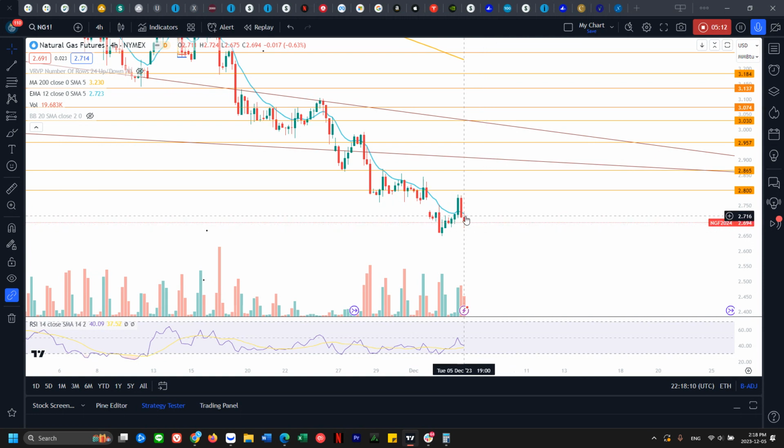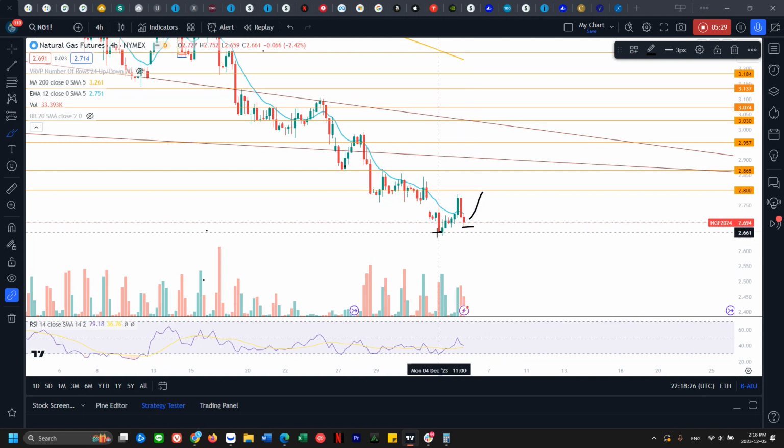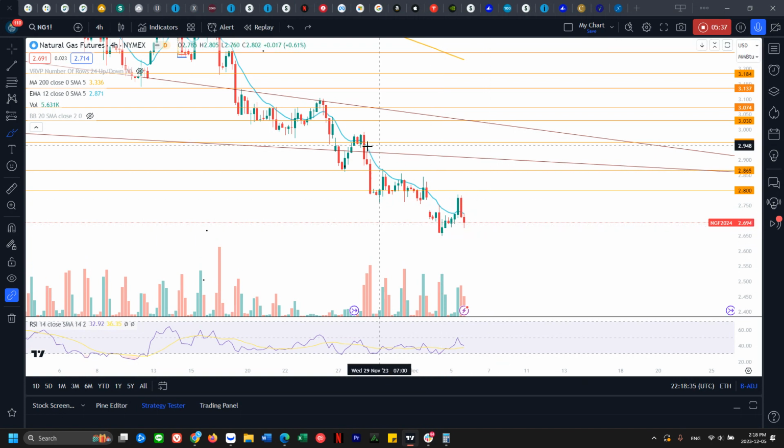4 hour uptrend confirms and breaks above the 4 hour EMA 12. Then we'll start looking for a temporary bounce here. As of now, no signs of that yet. Let's see if this low, 2.676, can hold and make a lower high and bounce above the high. If not, then we're looking at the all-time lows at 2.649.